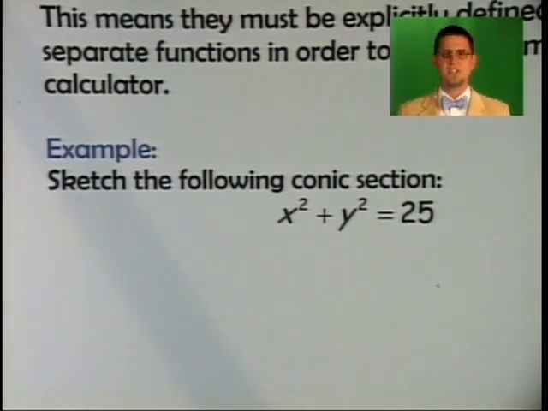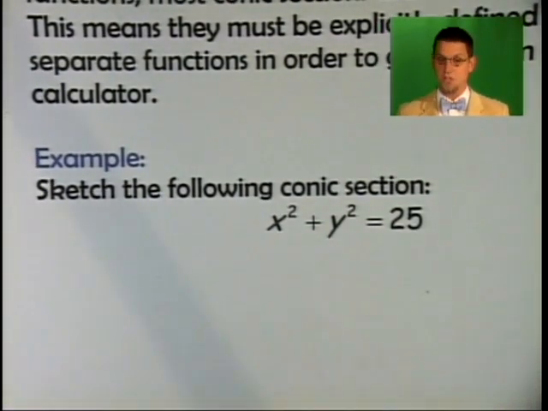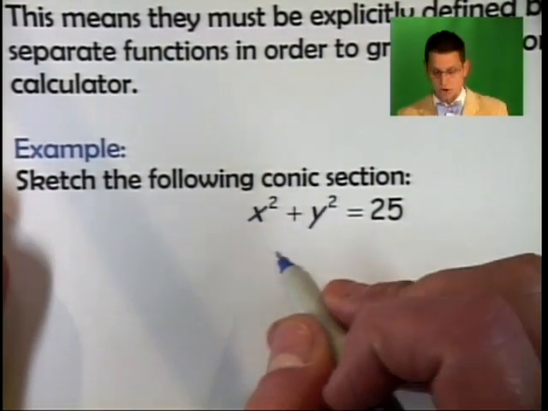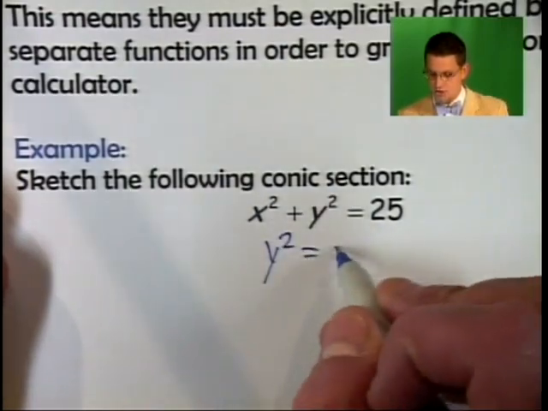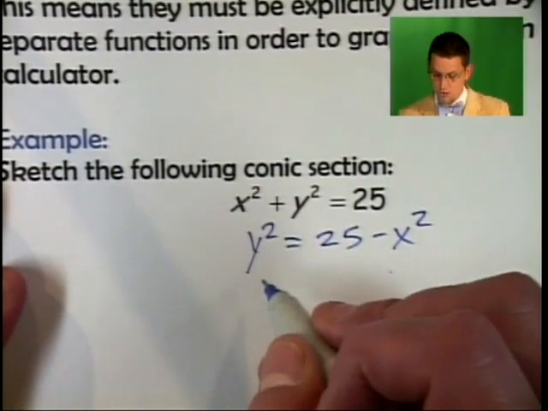Now, we want to sketch this on our calculator. So to do this, we need to explicitly solve this for y. And we're going to have 2 explicit functions. So what we'll do is we will solve for y by isolating it. So we will subtract x squared from both sides, and we will take the square root of both sides.